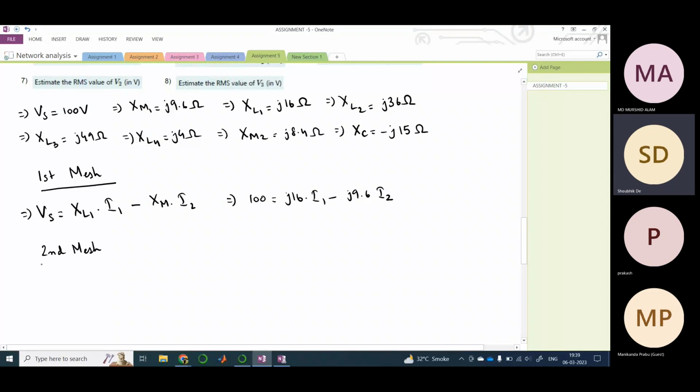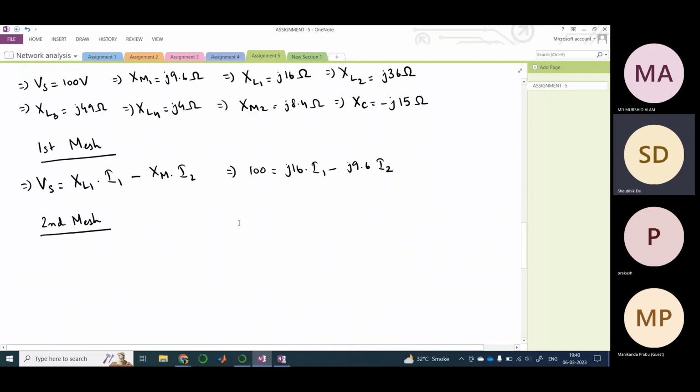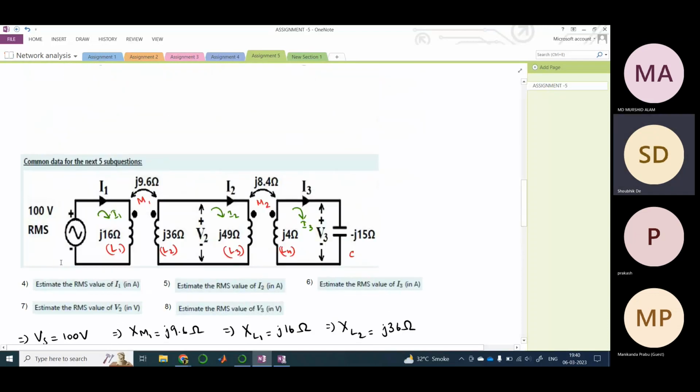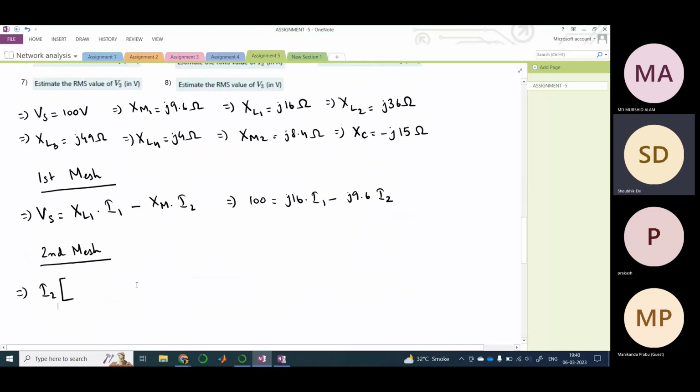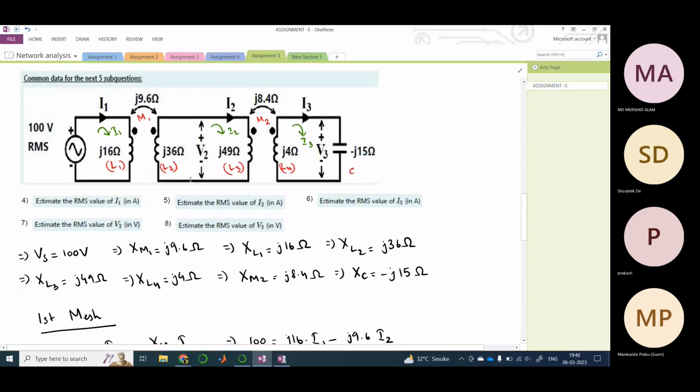So let us write the second mesh. Second mesh is what? This thing, right? So let us write all the terms related to I2 first, then we will look at the mutual inductance part. So I2, I'll write a bracket here. So J49 plus J36, right? Plus J36.